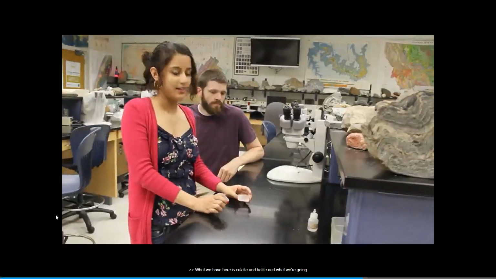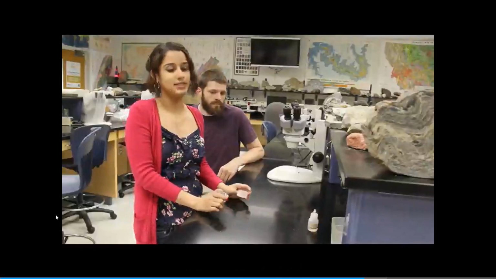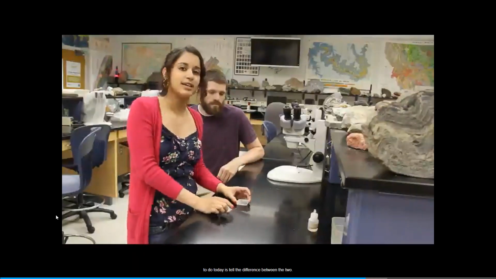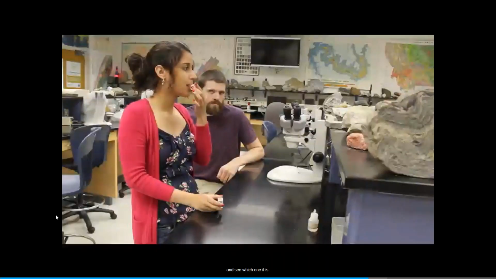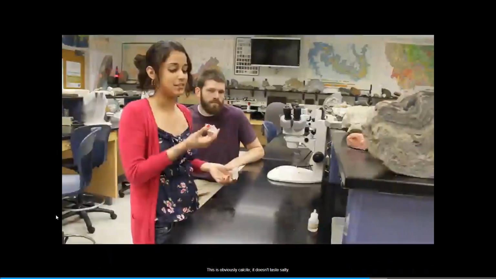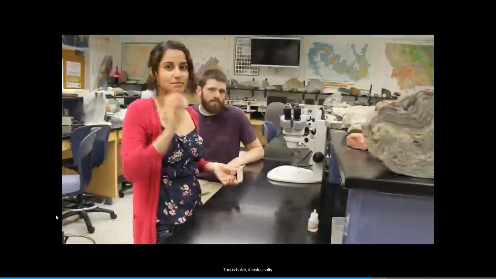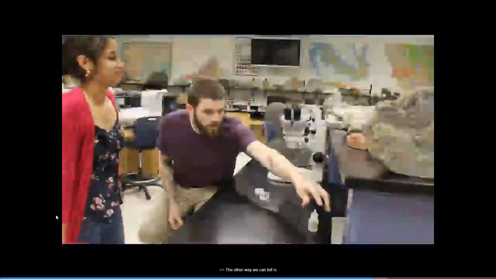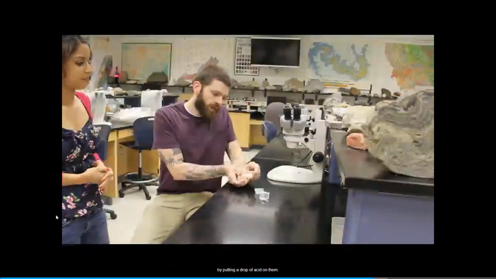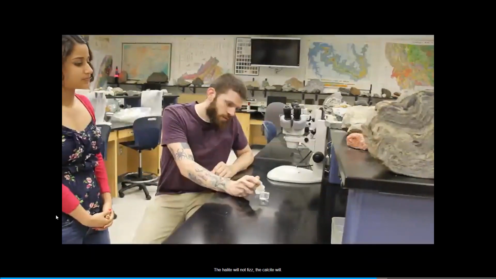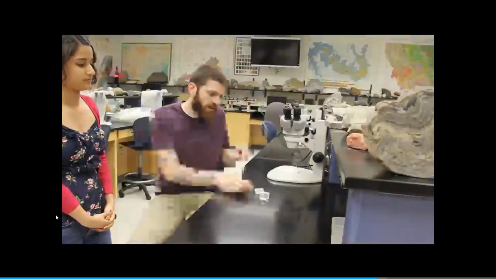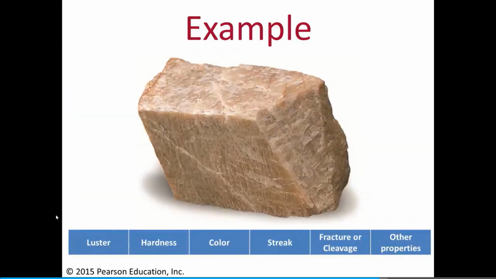What we have here is calcite and halite, and what we're going to do today is tell the difference between the two. Halite tastes salty, so we're going to try and see which one it is. This is obviously calcite, doesn't taste salty. This is halite, tastes salty. The other way we can tell is by putting a drop of acid on them. The halite will not fizz, the calcite will. And this one is fizzing.